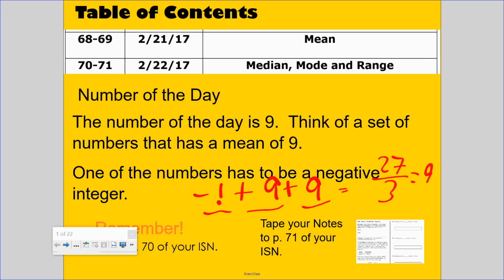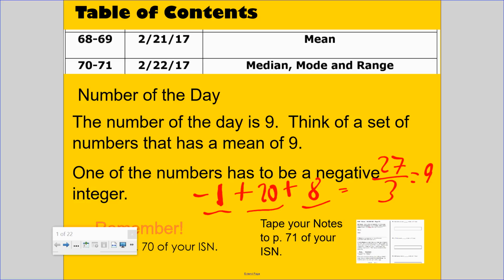So if I make this negative 1, again, it has to add up to 27. So I'm going to leave the 9 alone. Actually, no, I don't. I'm going to make this 20. So that's 19, 20, 21, 22, 23, 24, 25, 26, 27, and 8 here. So 20 plus 8 is 28. Take away 1 is 27. 27 divided by 3 is 9. So that's my set of numbers that has a mean of 9.